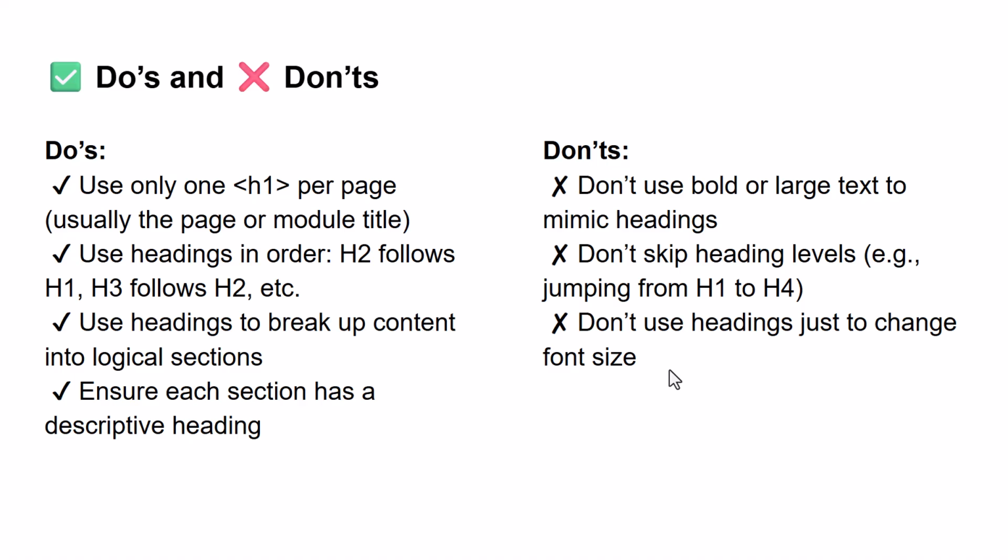Make sure you're using these things to break up your content into logical sections, and that each section of content always has a descriptive heading that you can put one of those H tags on. Like I mentioned, don't just use formatting to mimic headings. Make sure that you're actually tagging them with the right content, and you'll be able to have good accessible content for your students.